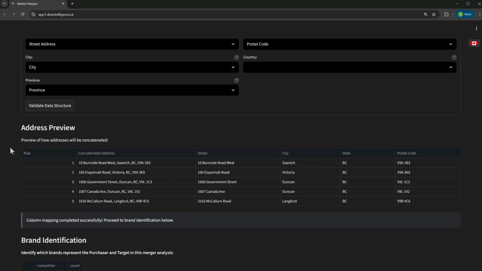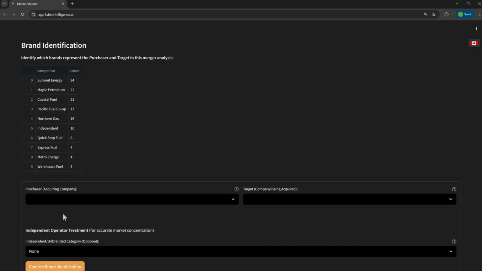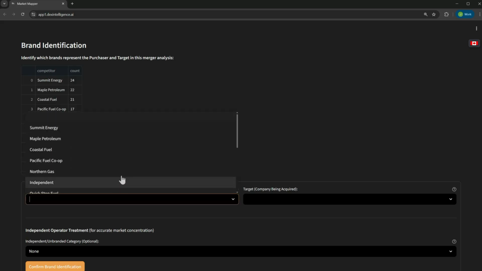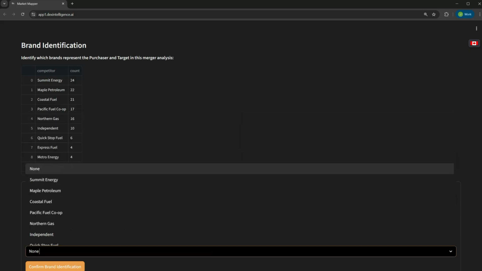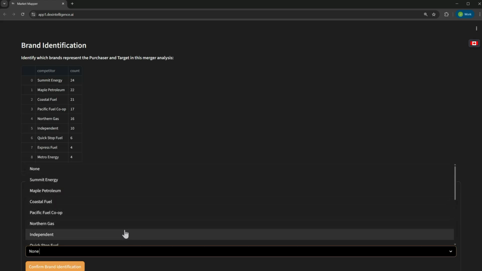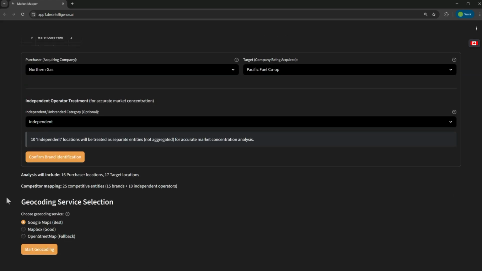Here we can review to double check that the app correctly identified the structure of the data. To support the merger analysis, we'll identify the purchaser and the target, as well as any independent parties in the data, and then we'll geocode the data to have precise locations for the basis of geographically defined markets.